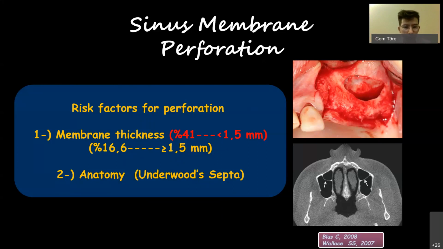And then another complicating factor is the Underwood septa, which can turn one sinus into two sinuses in extreme cases like this, or it can be a bump in the floor of the sinus which you have to follow over.